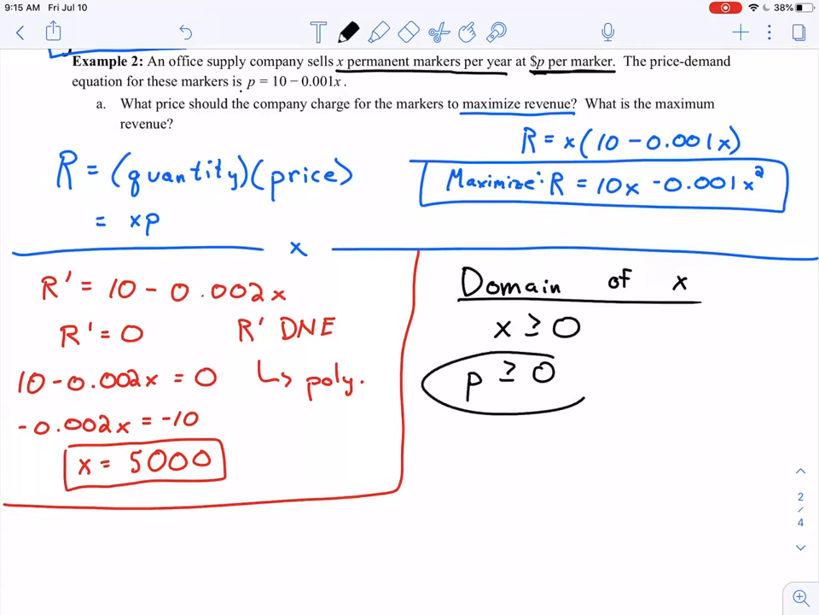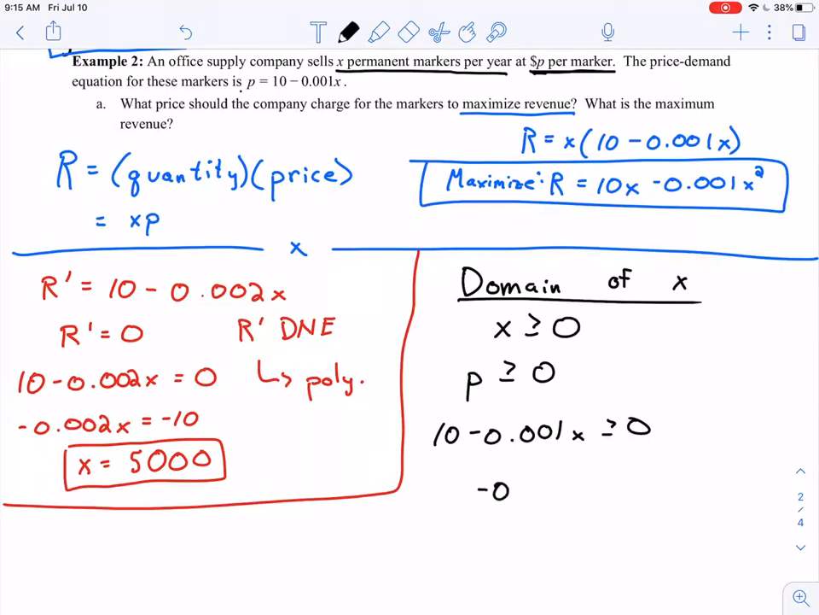But this isn't in terms of x, right? I want to be able to talk about the domain of x. Here I have something in terms of P. So I'm just going to take my price demand equation and plug that in. So P is equal to 10 minus 0.001x is greater than or equal to 0. So I'm going to solve this inequality for x.